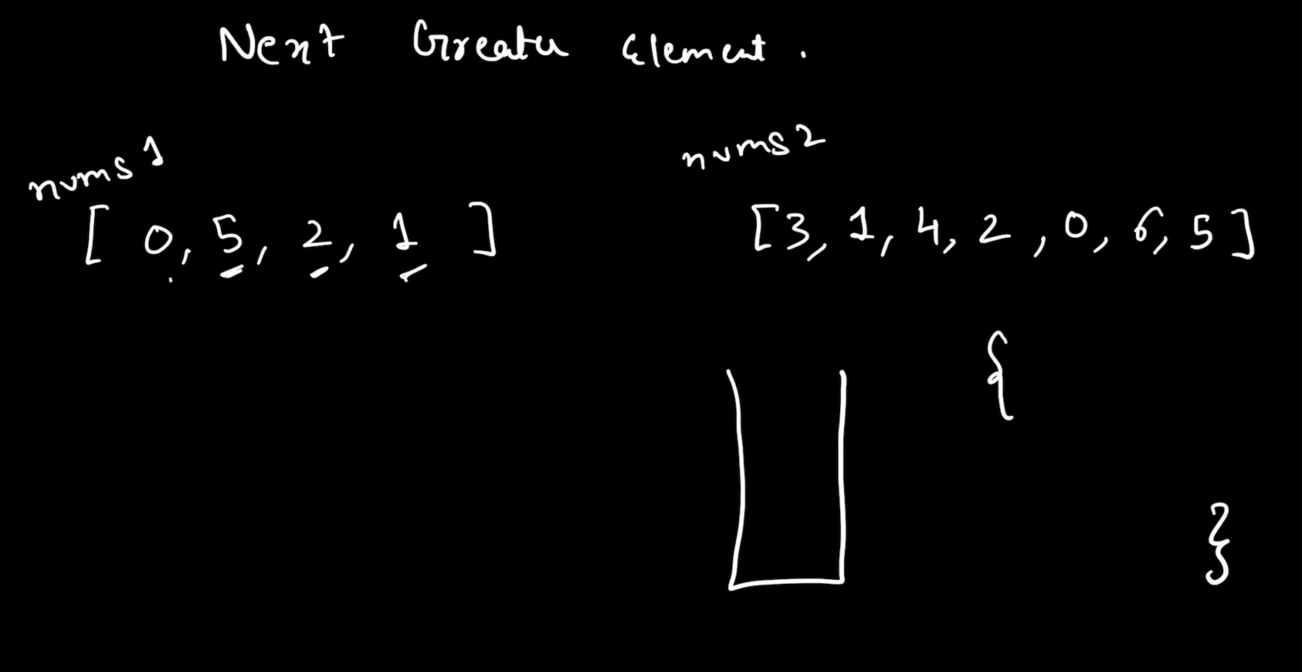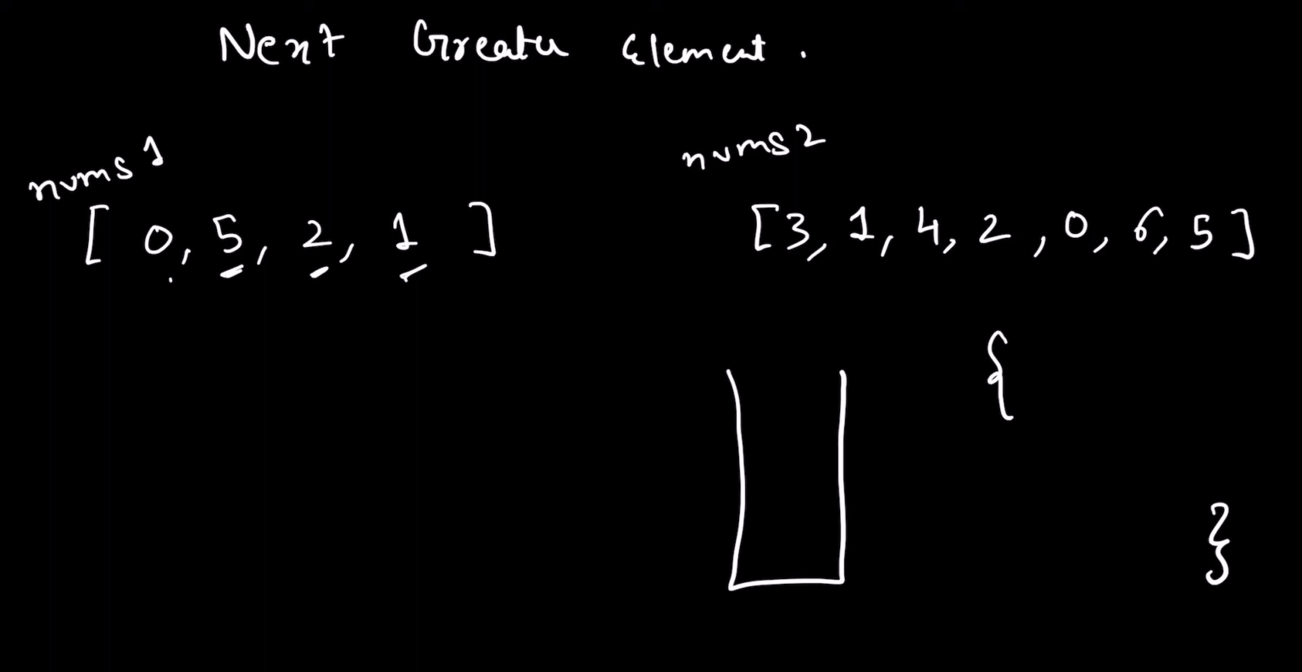So a dictionary is a hash map. I hope all of you know what that is. And what we're basically going to do is, in the dictionary, we're going to keep the keys as all the elements in nums2, and their values are going to be the next greater elements in nums2, right? So that will basically be our answer, right?